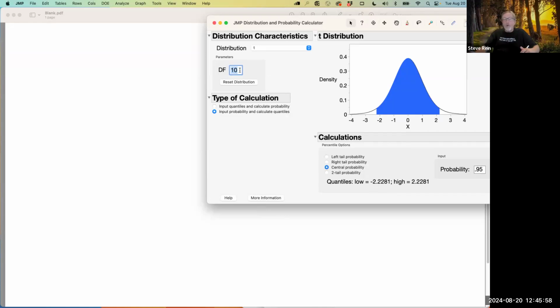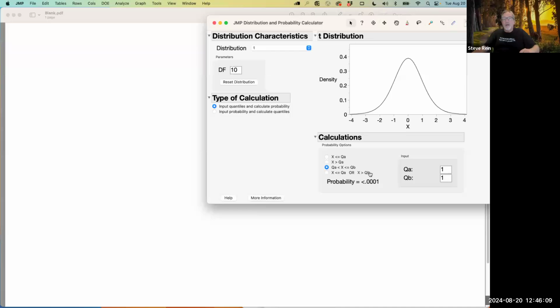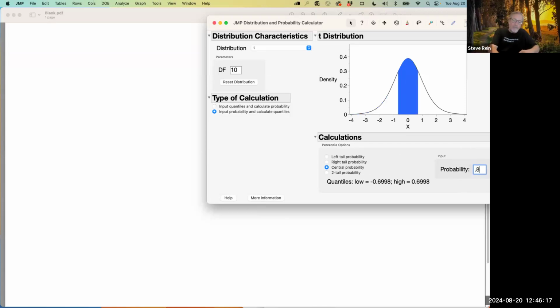What if I have only, say, 2 degrees of freedom? We're seeing my T value is going to be, let's reset that distribution. I'm going to input a probability and then calculate an area. That central probability of 0.95, that central area gives me a T value of 2.2. Okay, so 2 degrees of freedom. Good.